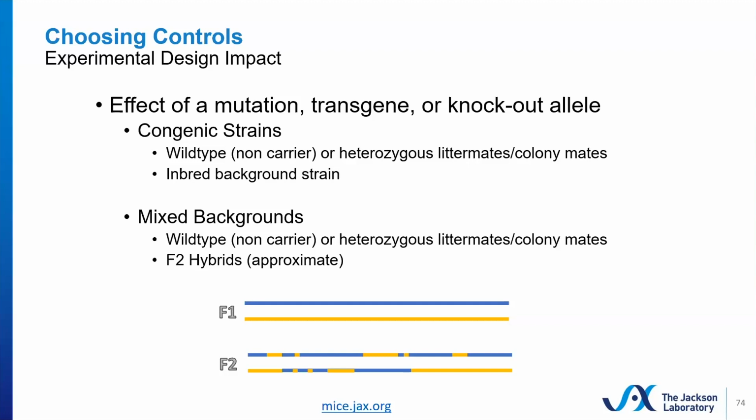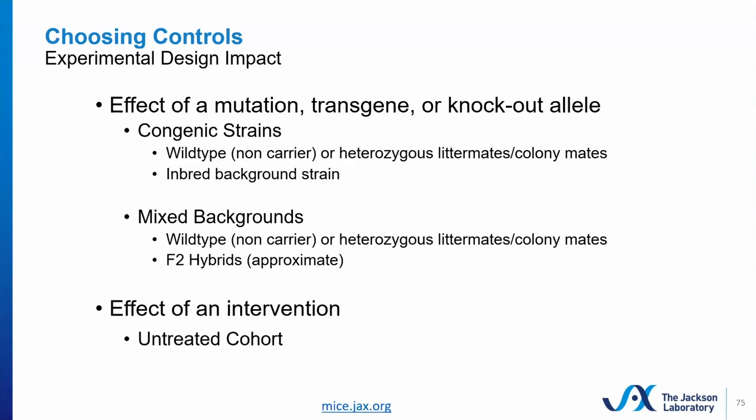F1 hybrids are heterozygous at every locus for the parental strains and are identical to one another. But these hybrids lack the segregation that is present in a mixed background. To account for that segregation, F2 hybrids are considered a good approximate control because they exhibit some of the diversity associated with the segregation of the genetic material from the two parental strains. In F2 hybrids, siblings are not identical to one another.